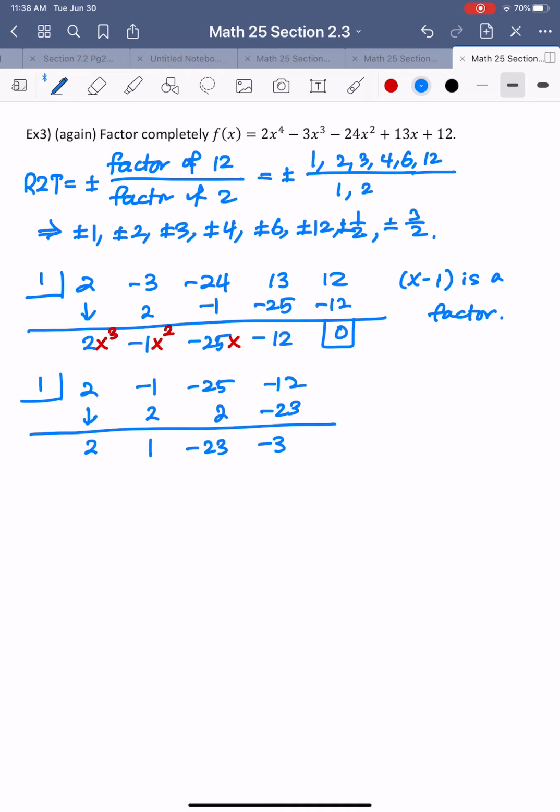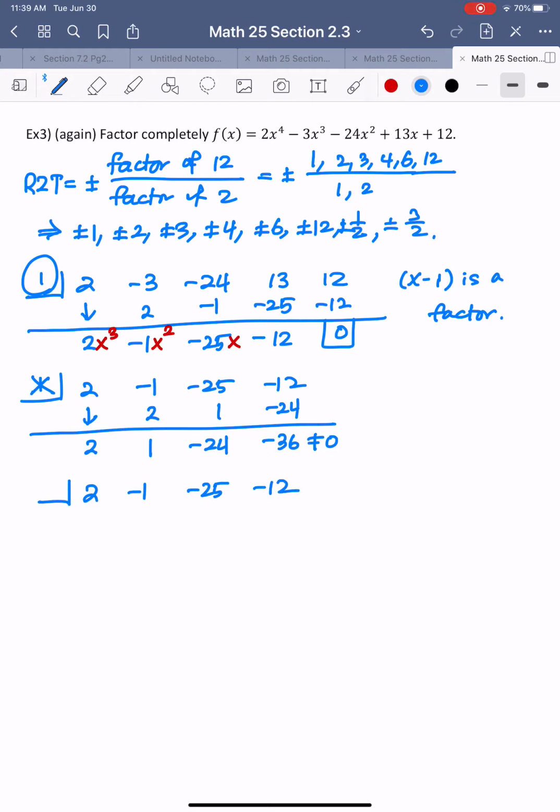Oh, sorry. What am I doing? Yeah, I messed up. Sorry about that. So 1 times 1 is 1, negative 24, negative 24, negative 36, which is not going to be a 0. So only the 1 is a 0, okay? So 1 has multiplicity 1. Now I'm going to do it again with the 2, negative 1, negative 25, and negative 12.